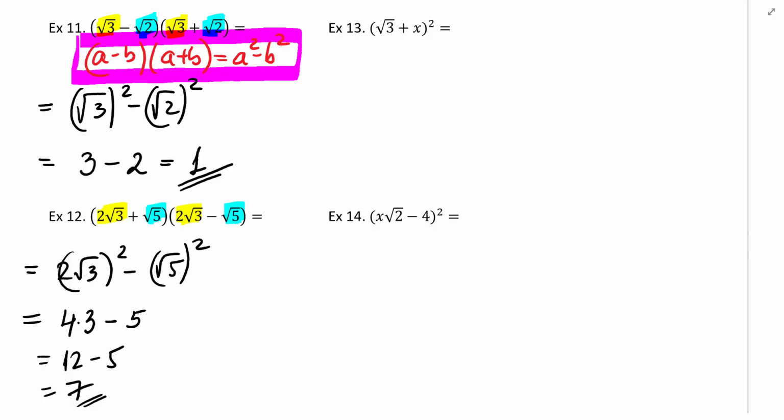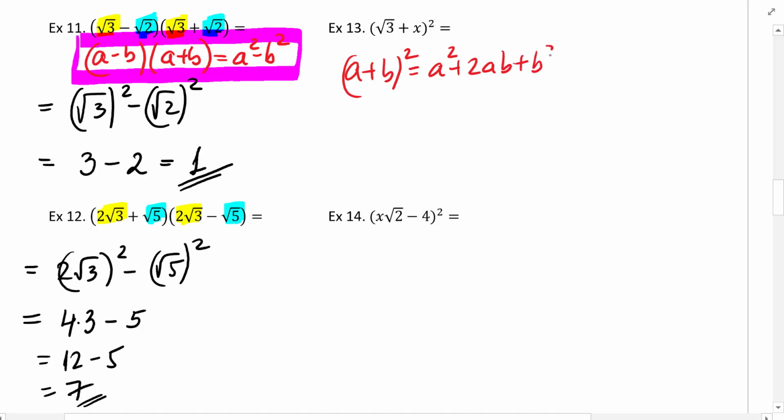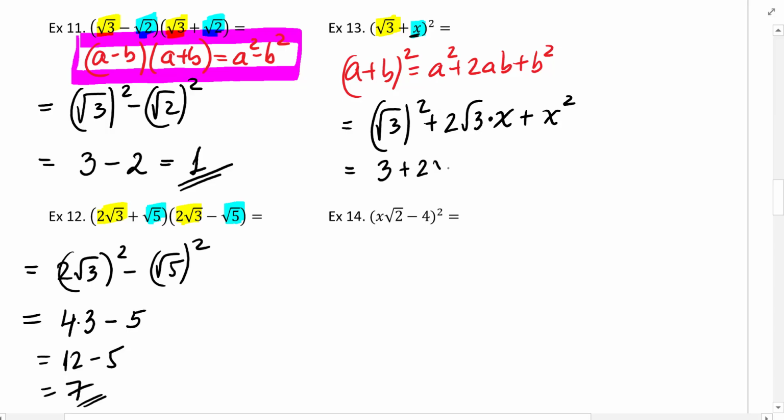So how about 13? Did you find the formula for this one? A plus b squared, which is a squared plus 2ab plus b squared. So in our case, a is square root of 3 and b is x. So using the formula, we get square root of 3 squared plus 2 square root of 3 times x plus x squared. Square root of 3 squared is just 3. This x is outside the radical, right? Because it doesn't have a radical. So we get plus 2x square root of 3. We usually write the terms without radical in front of the terms with radical. Plus x squared, no like terms, we stop here.